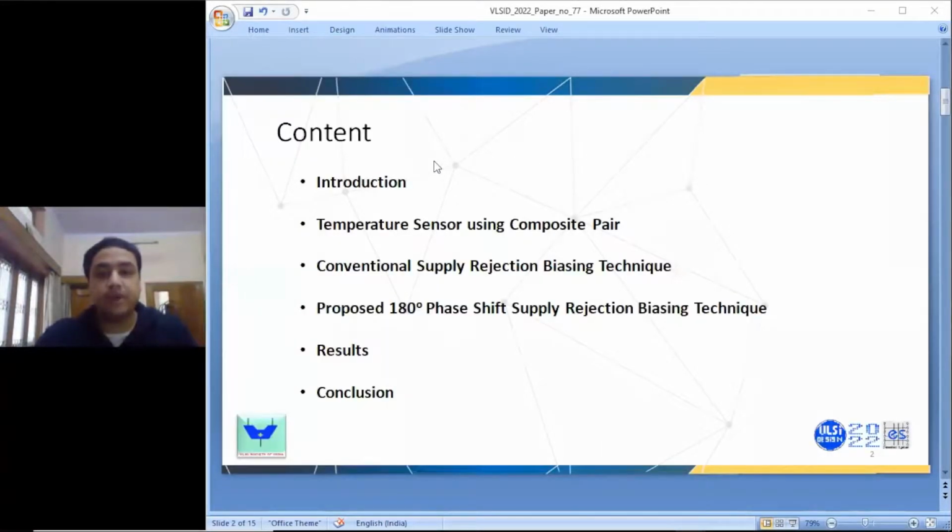Today I'm going to cover a brief introduction in which I'm going to discuss why we need supply rejection in analog circuits. Then I will come to the temperature sensor architecture, what architecture we are using here. Then I will jump to the conventional supply rejection techniques, I mean those previous techniques which have been used to bias those temperature sensors. And then I will explain our proposed technique, how we are achieving the good PSRR, its working, and then the comparison with the conventional techniques. Then I will explain the results, what results we are achieving, and finally I will conclude my presentation.